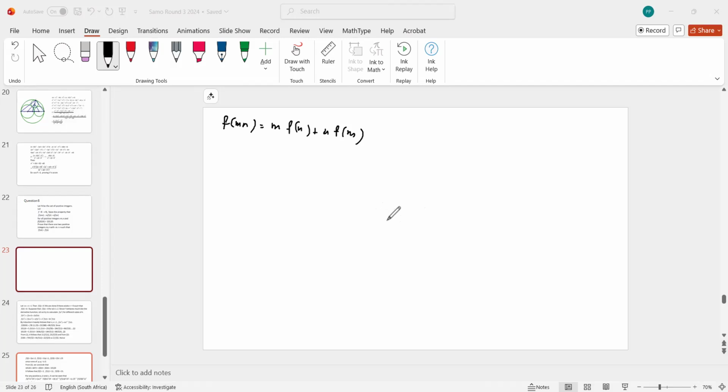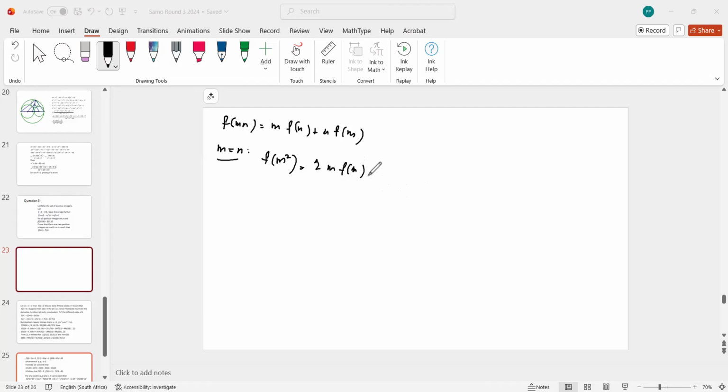Now, can we do anything with this? Well, let's try m and n both equal. m equals n. Then you have f of m squared, m f of m, and m f of m. So they both are 2m f of m.